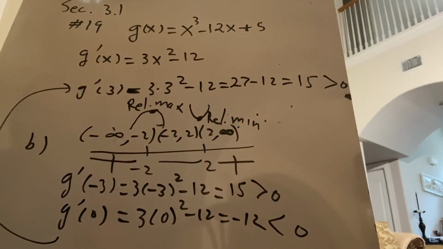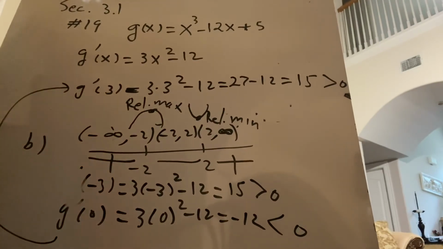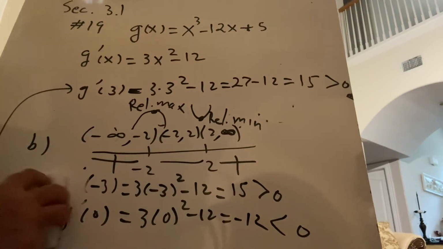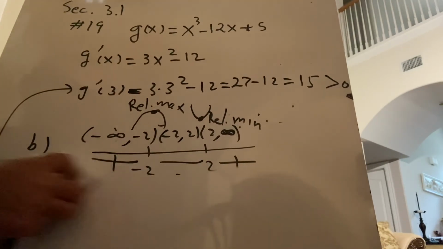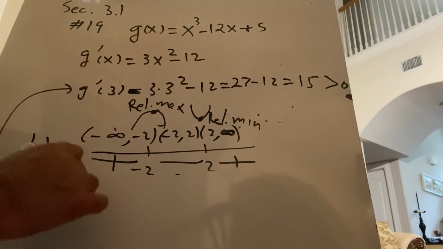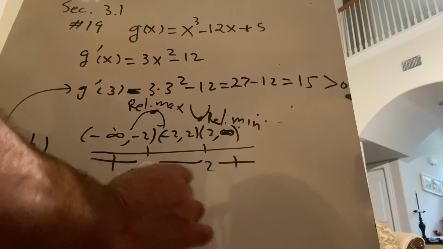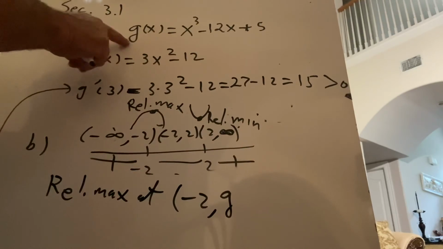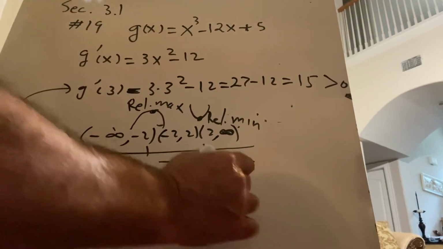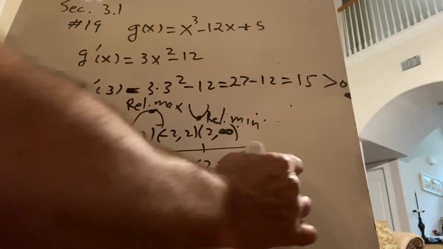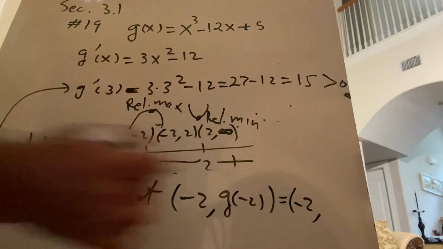Now, the final step is to get the actual point where your relative maximum or minimum happens. And to do that, all you've got to do is go to the original function, okay? So we have a relative maximum at negative 2 comma g of negative 2. Now don't forget, this is where you go to the original function. The y value is always the function value. As you plug negative 2 into the original function, that should give you negative 2 comma 21. Okay, so I'll let you check the arithmetic there.